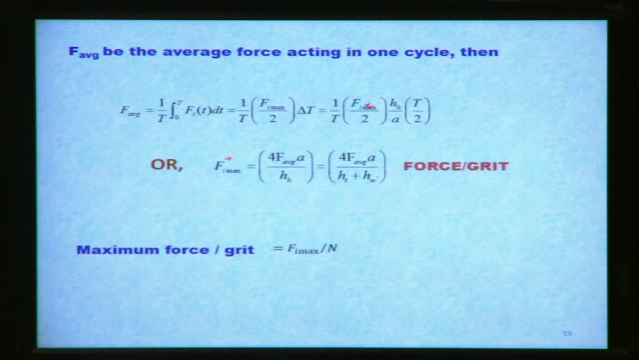So the final expression of this Fi max is 4 into average force multiplied by A, divided by St plus Hw. Okay, so it is Hs. St plus Hw is Hs, the total indentation depth. So the maximum force per grit is given by Fi max divided by N here.